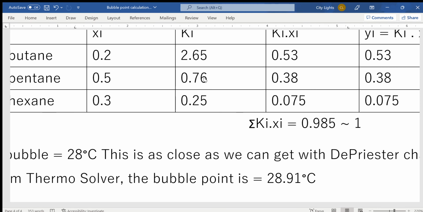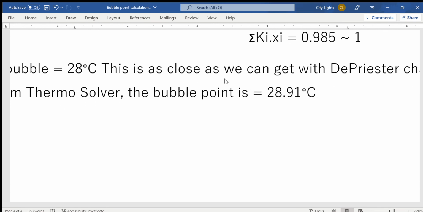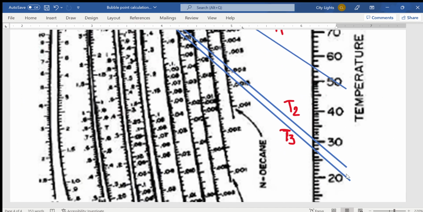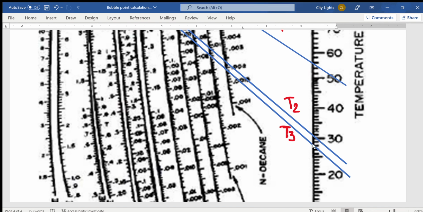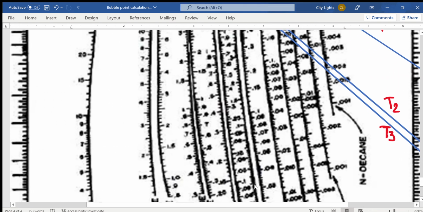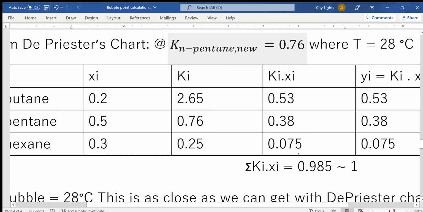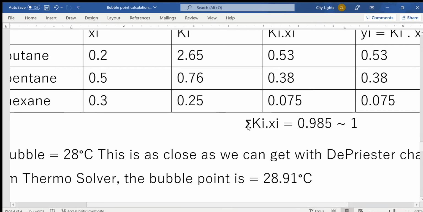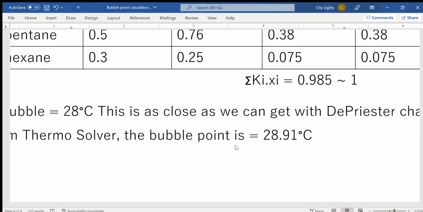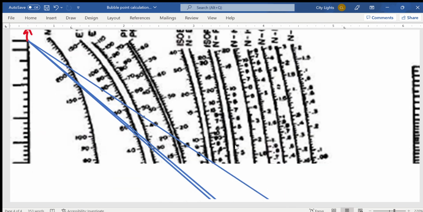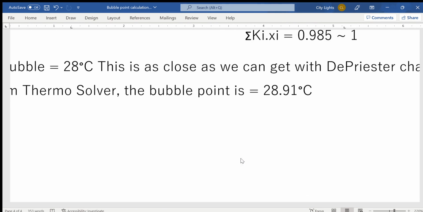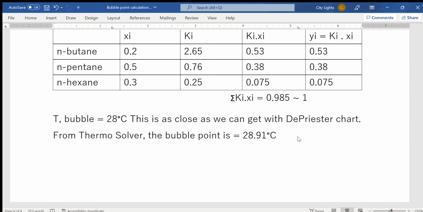And we made a line between 0.76 and 101.3. Then we just extend this line and we call this T3, and we see that it cuts the graph at 28 degrees Celsius. Now, I realized that one of my reference values was 0.76 and one of them was 0.82. So my K values cannot get much closer, because there is not much space in the graph for them to get closer. You see, this is the pentane curve over here. There's not much space for them to get closer. This is the closest I can get with the Priester's chart.